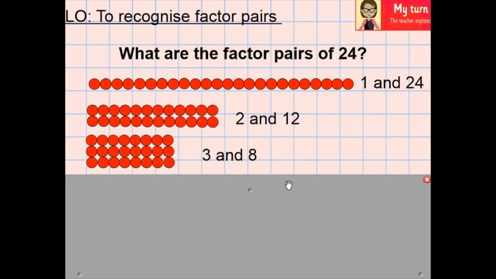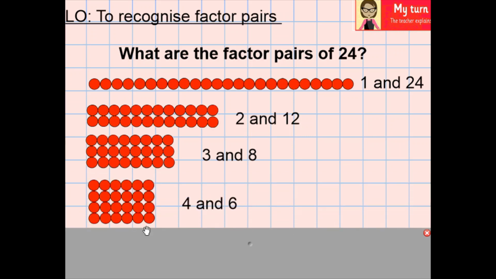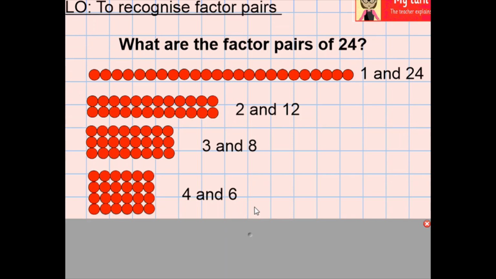Can I make 4 equal rows using 24 counters? I can, because I know that 24 will divide by 4. 24 is a multiple of 4. Let's see what that picture looks like. There we go. I've got 4 rows now. This time I've got 6 in each row, because I know that 4 times 6 is 24. So 4 and 6 they are factors of 24, and my factor pair is 4 and 6 because they go together.